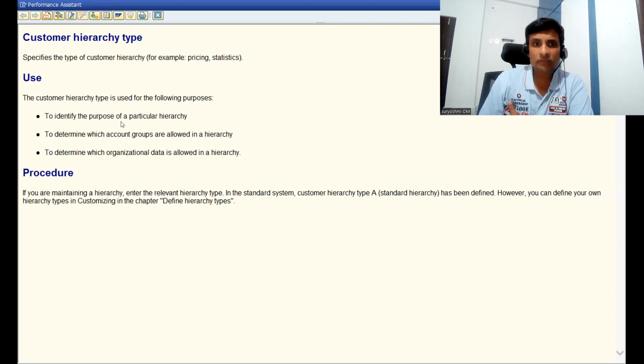One is to identify the purpose of the particular hierarchy, that means your structure. Another is to determine accounts allowed for the hierarchy, that means you can make it unique for your account groups when you are connecting with that. And to determine organization data allowed for the hierarchy. So which organization data is allowed for the hierarchy?